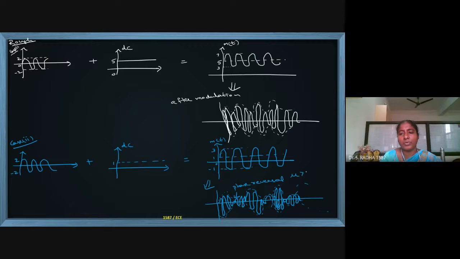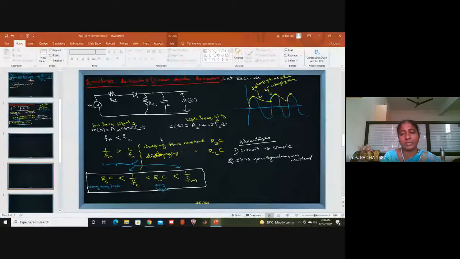And this is for mu greater than 1. And all these previous cases are mu less than or equal to 1. Okay, this is the problem with envelope detection.